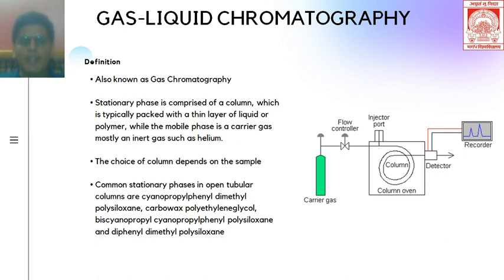This polymer can be anything, for example, it can be cyanopropyl phenyl dimethyl polysiloxane. You can see all these things in the last section of this slide. And the choice of column depends on the sample that we want to separate. And in the flow chart, you can see the carrier gas passes through the column, and in between, the flow of the gas is regulated by the flow controller. At the same time, there is an injector port that helps us to inject the sample, and based on the size of the column, the sample gets separated, and it is detected in the detector, which is finally recorded in a system.